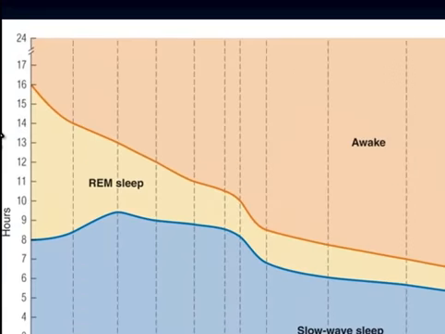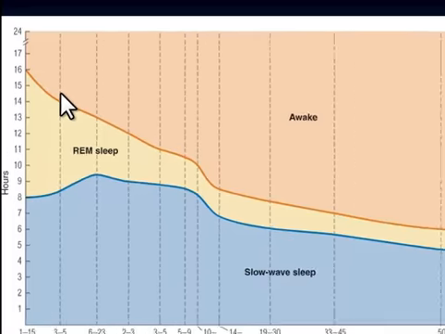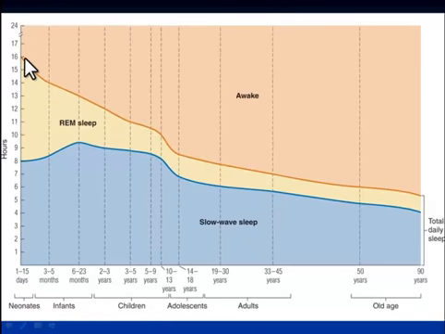Now, babies spend a lot of time sleeping. Babies are lazy. They sleep all the time. And they sleep a lot of time, and they are also spending a lot more time in REM sleep compared to adults. As you get older, you spend less and less time in REM. Early on, you have a lot of REM.